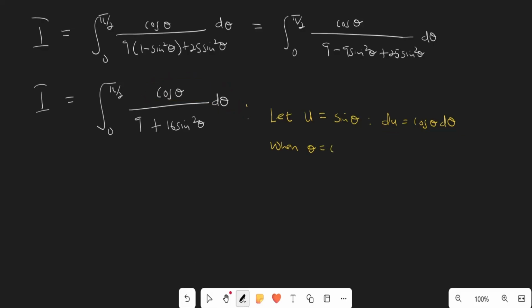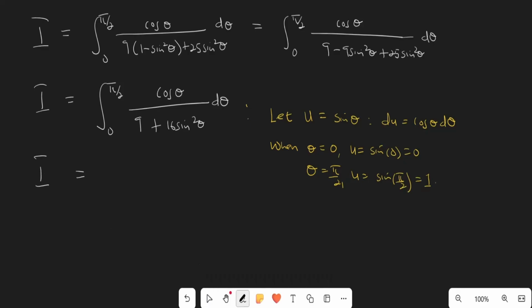When theta is equal to 0, u is equal to the sine of 0, which is 0. When theta is pi over 2, the upper limit u is the sine of pi over 2, that is sine of 90, which is 1. Now the integral can be taken into the u world.